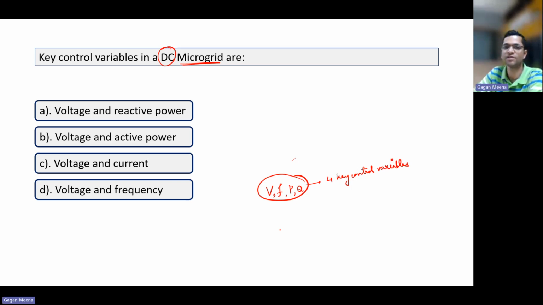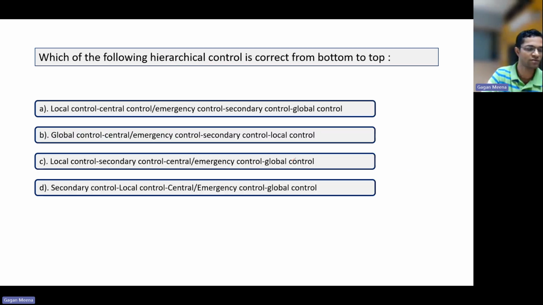So these four are required for AC, and for DC, frequency is not there and reactive power is not there. So V and F, these two are required for DC microgrid. Key control variables in DC microgrid are voltage and active power. So option B is correct here. This is fine. Okay, let us move ahead now.